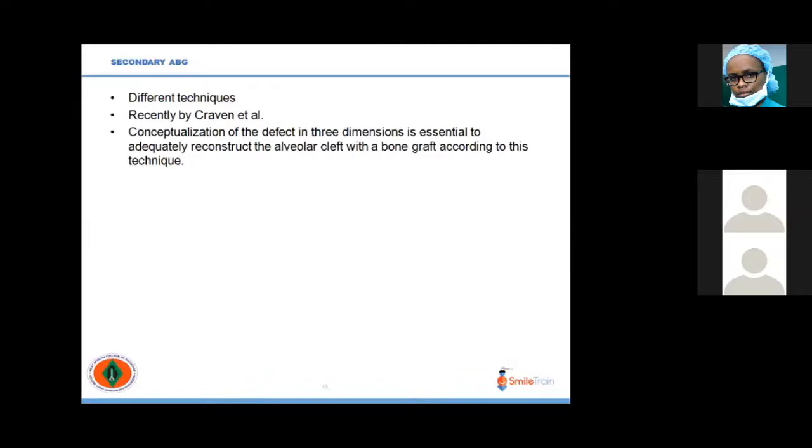There are different techniques and concepts to adequately reconstruct the alveolar clefts with bone graft. According to this technique, you must make sure that the five different sides of the cleft are adequately packed with bone, exposed, and closed tightly with periosteal tissue in order for you to have a successful secondary bone graft.